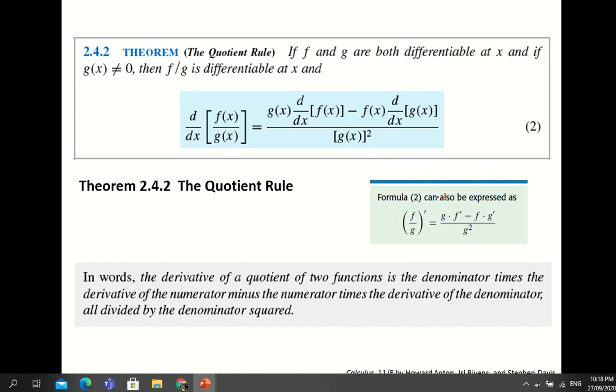So it can be memorized easily this way. Or if it is still difficult to memorize it this way, then memorize it in words. In words, the derivative of a quotient of two functions is the denominator, okay, the denominator is this one, g of x, times the derivative of the numerator minus the numerator times the derivative of the denominator, all divided by the denominator squared. Okay, so memorize it that way.